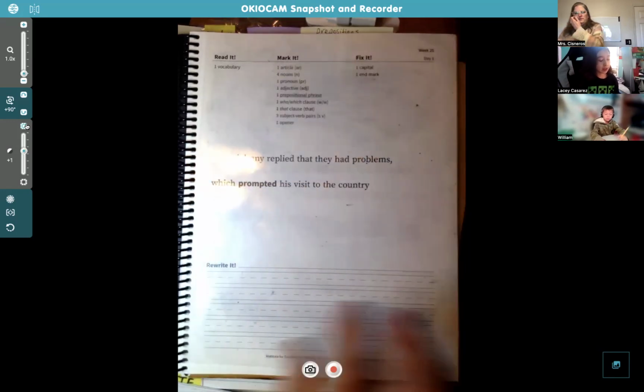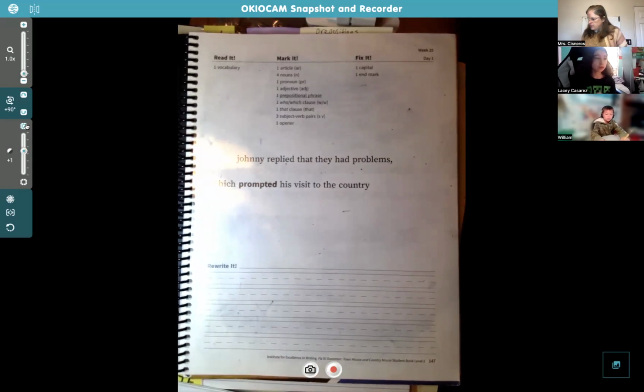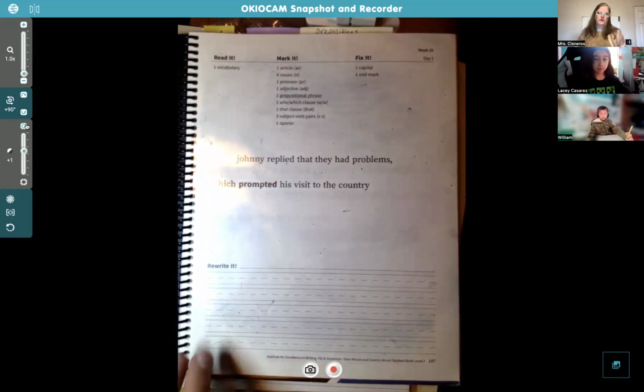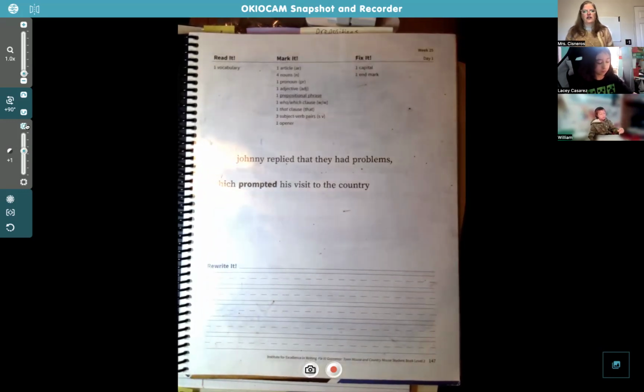Johnny replied that they had which... That word's prompted. Prompted his visit to the tree. Okay, good. Prompted. So prompted just means moved into action. Like you're motivated to do action. You're prompted. Like if it's raining outside, you're going to be prompted to grab an umbrella because you see that it's going to be wet. So you're going to need an umbrella. So prompted is moved into action like that.